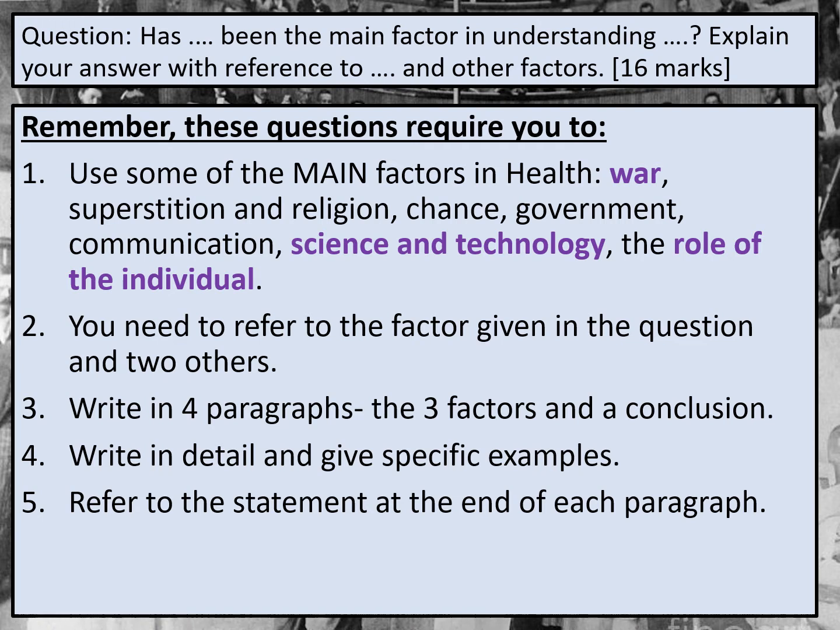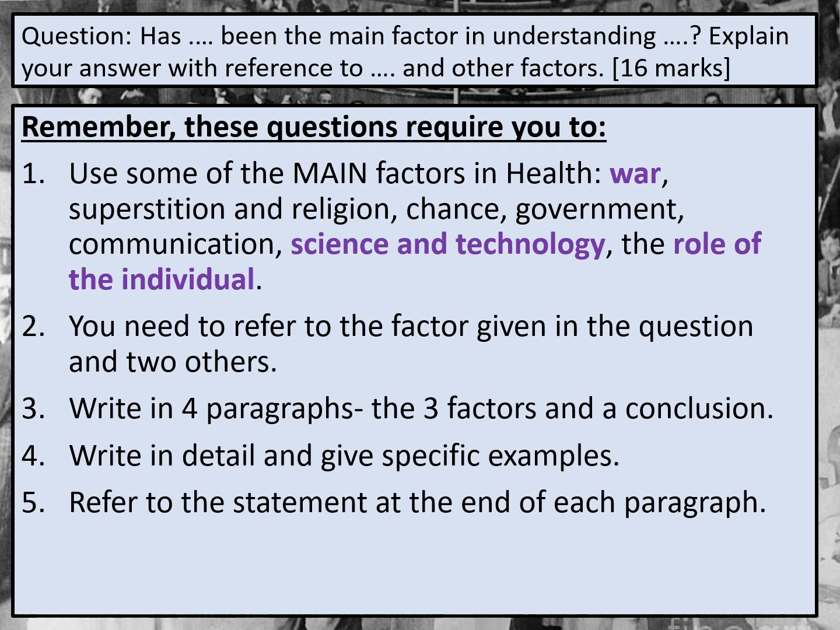So some of the main factors that we'll be talking about might be war, superstition, religion, chance, government, communication. The ones we're focusing on are war, science and technology, and the role of the individual. You need to refer to whatever the factor is given in the question. It might be war that comes first, it might be the role of the individual, it might be science and technology, but you talk about that one first.